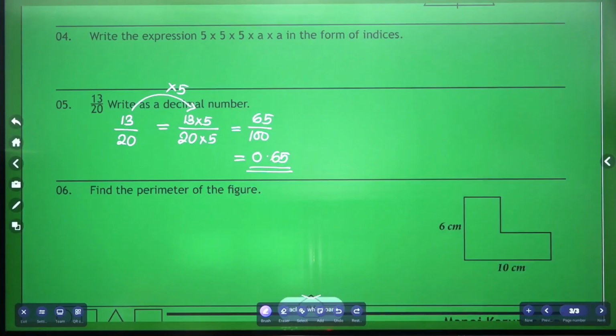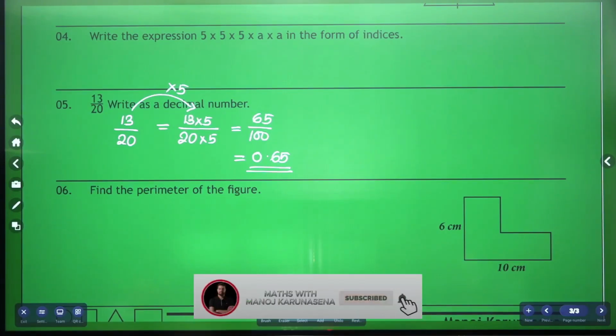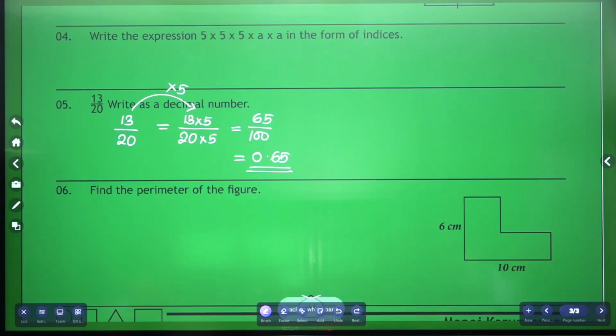Who got the correct answer for this question? Raise your hand if your answer is correct. You got the correct answer. Very good. Very nice.